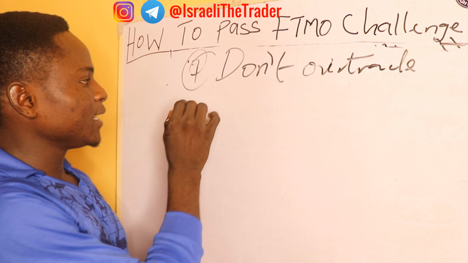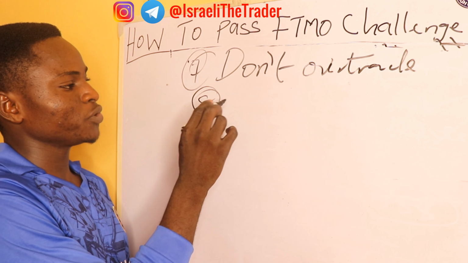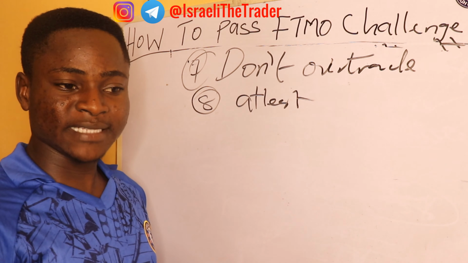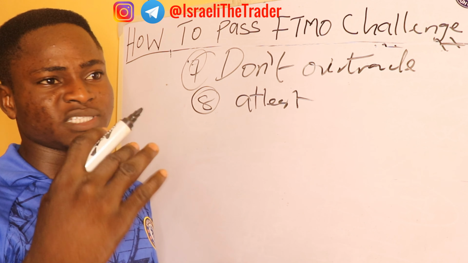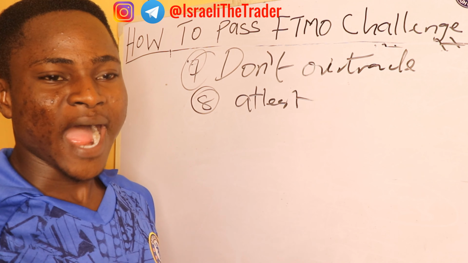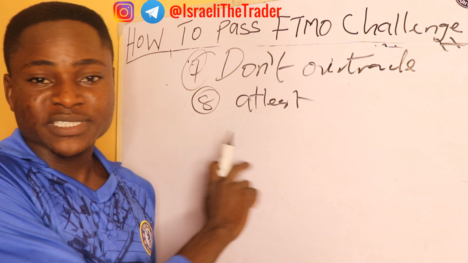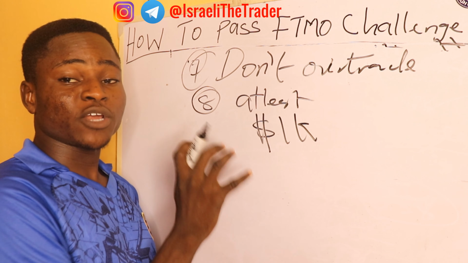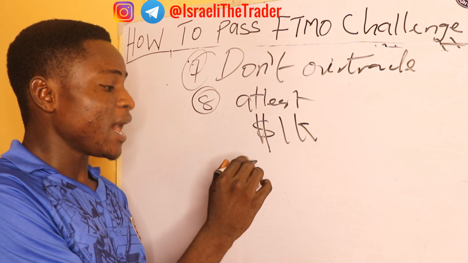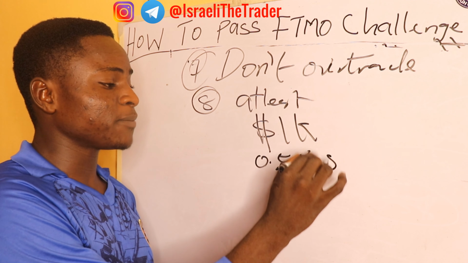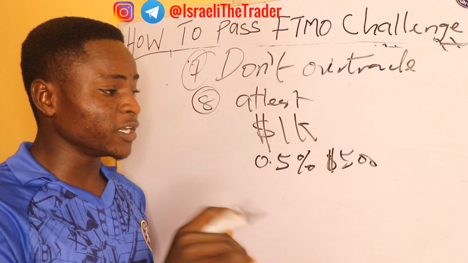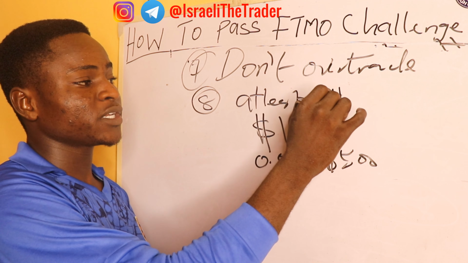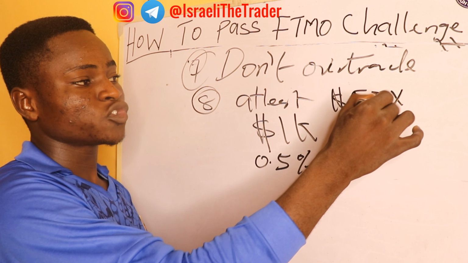So yeah, don't overtrade. And the 8th tip that I'm about to share with you is at least make 1% of your account size every day. So at least, since you are risking 0.5%, at least make 1% of your account size every day. So 1% is about 1K. But if you cannot be making 1K every day, at least make 0.5% of your account size. That's about $500 every day. Then in 20 days, you'll be finished with your FTMO challenge. So if you are making $500 every day, definitely multiply by 20.